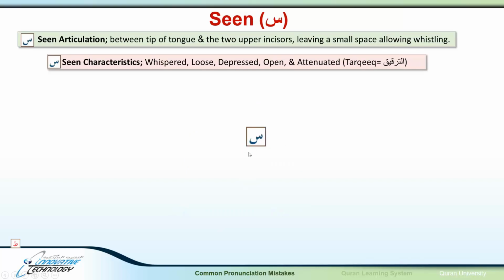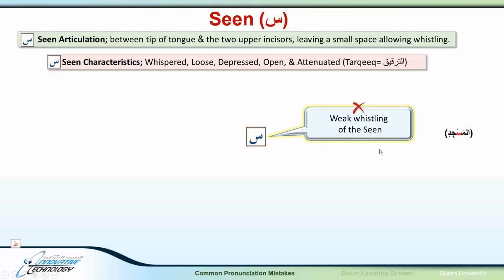The sin common mistakes. The first one is weak whistling of the sin. المسجد, Al-masjid, quickly, short, sin with no whistle, while the right way of pronouncing it is like this: المسجد. Al-masjid. So we have to properly give the sin its whistle characteristic.